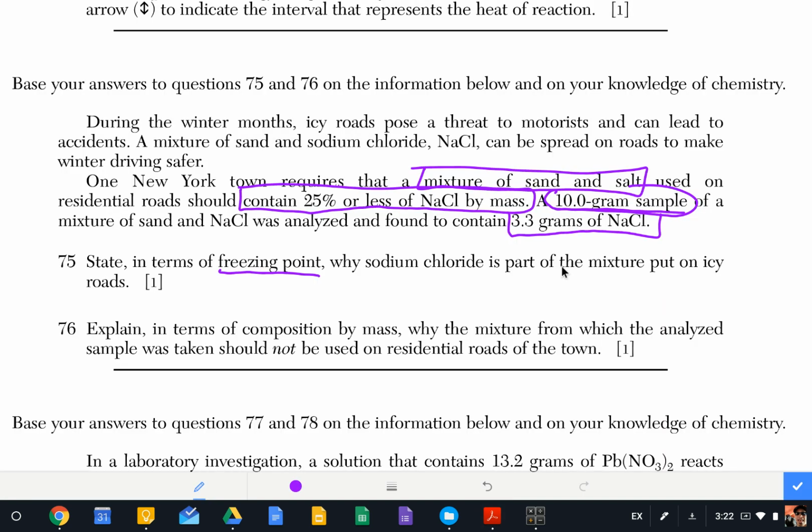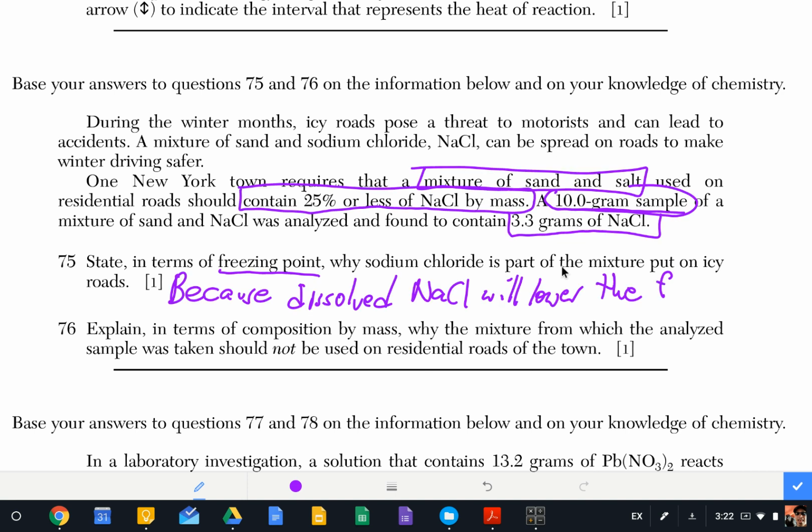So now let's answer the question. Why is sodium chloride put on icy roads? That's because dissolved NaCl will lower the freezing point. And this means you don't get ice, or not as easily.